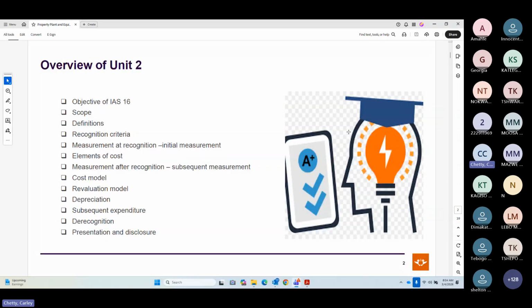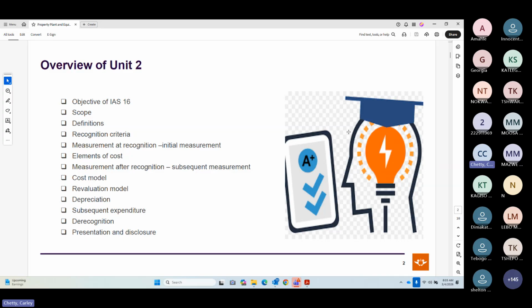So we looked at the objective of IAS 16, and we looked at the scope in previous weeks. We also looked at the definitions and the recognition criteria. We looked at how to measure PPE initially. Remember, we had to decide what costs to include, like delivery costs, installation costs, training costs. We also looked at different elements of cost, and we looked at measurement after recognition. This is subsequent measurement, things like depreciation and impairments.